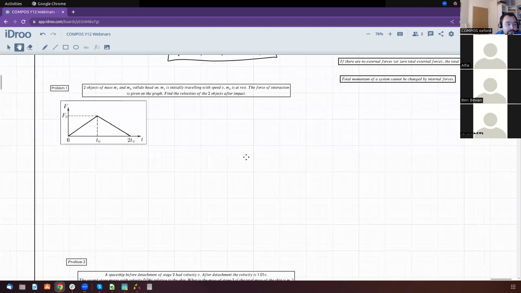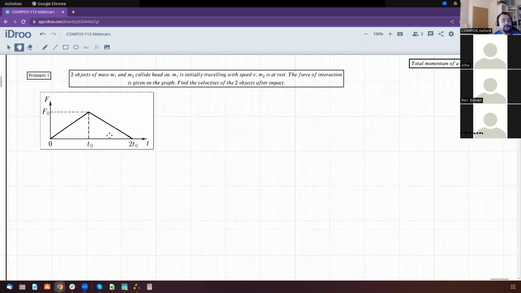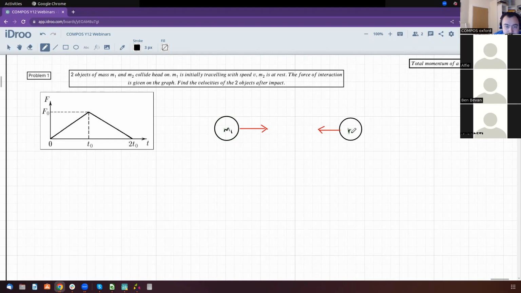Okay. So let's do some examples. So problem 1. Two objects of mass m2 and m1 collide head-on. Okay, so we always start with the diagram. Two objects, mass m2 and m1, collide head-on. M1 is initially traveling with speed v. M2 is at rest.